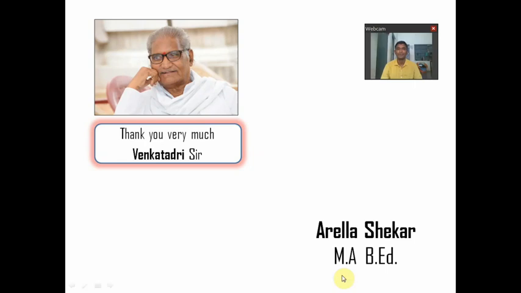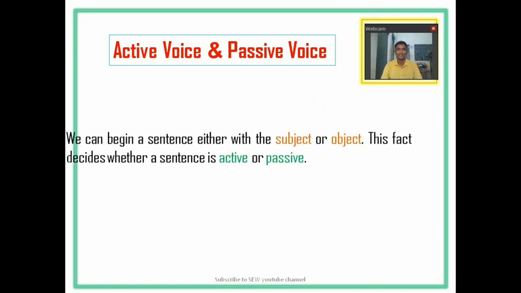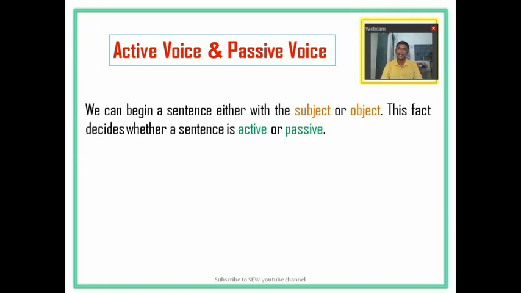In this video, we are going to learn how to change an active voice sentence into passive voice within 15 seconds. Are you all ready? Yes, I'm also waiting eagerly to teach you. So we can begin a sentence either with the subject or with the object. This fact decides whether the sentence is in active voice or in passive voice. So to understand this topic better, we need to know certain terms. What are the terms? Subject, object, verb.